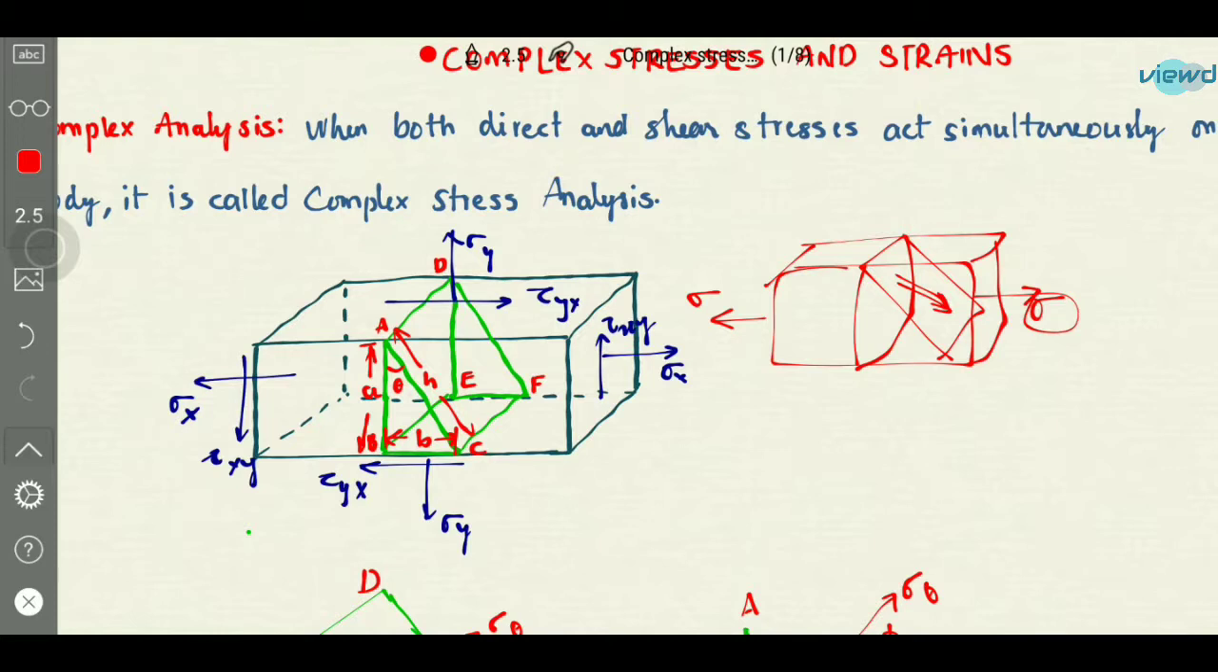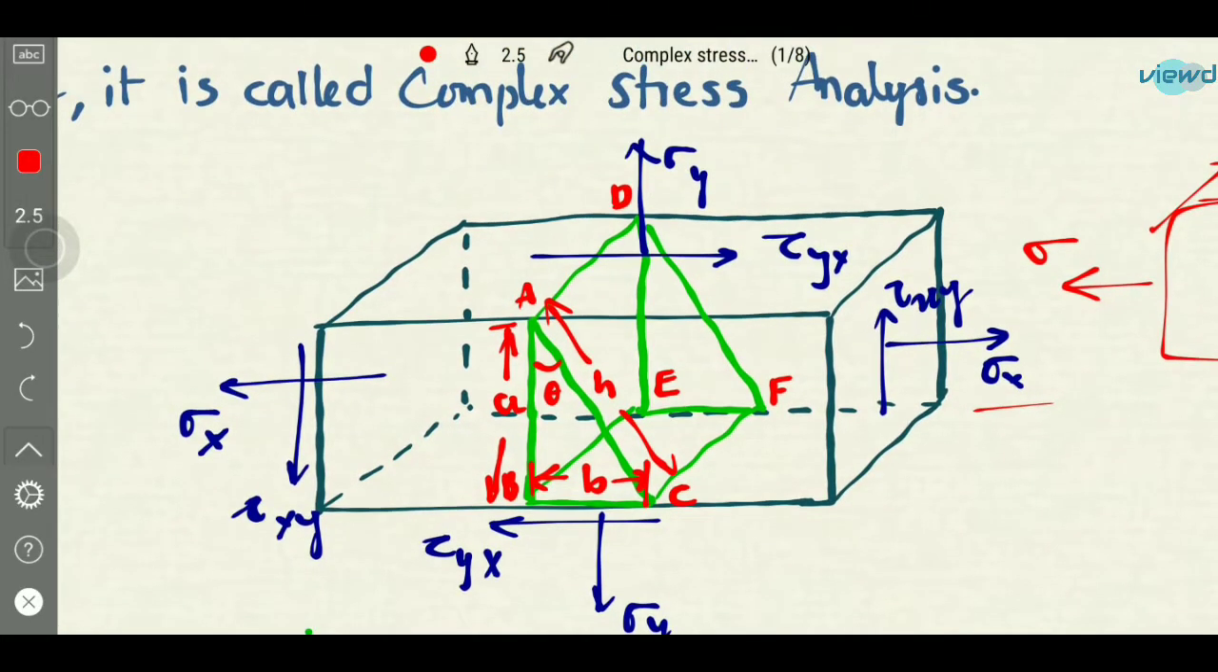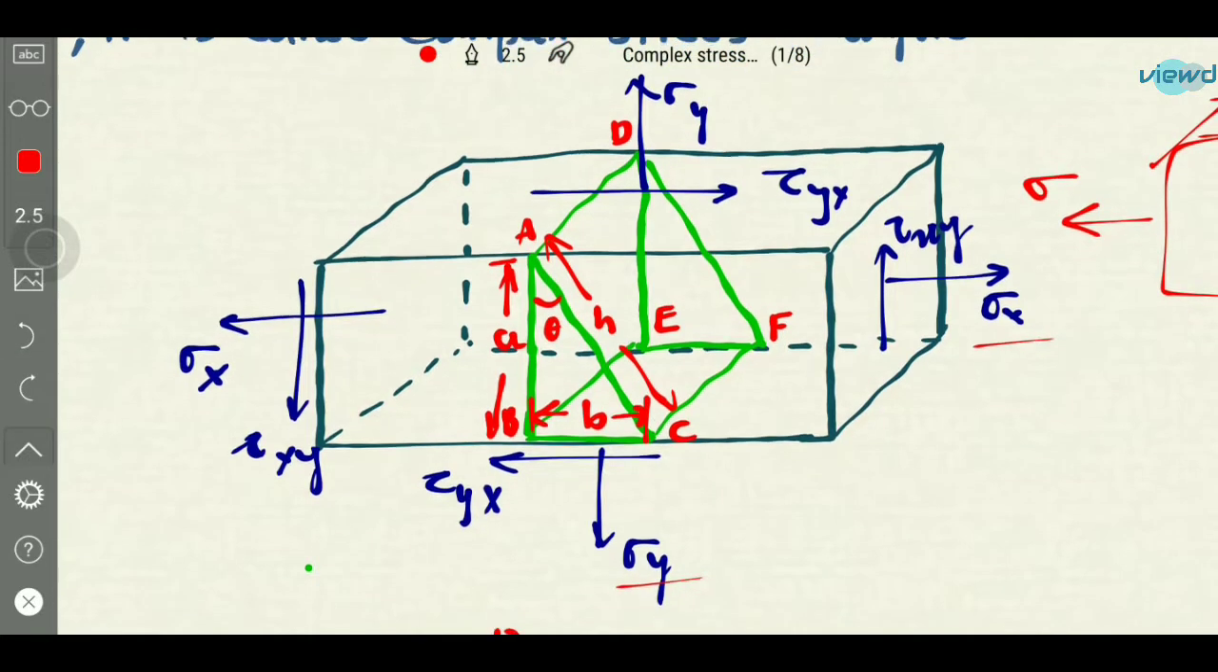So if sigma x and sigma y, which are biaxial stresses, are acting, and there are shear stresses tau yx and tau xy acting on this body, let us consider a plane like this. Here the plane is A, D, E, C, A. This is the plane we are going to consider now, and we will analyze the forces on this.